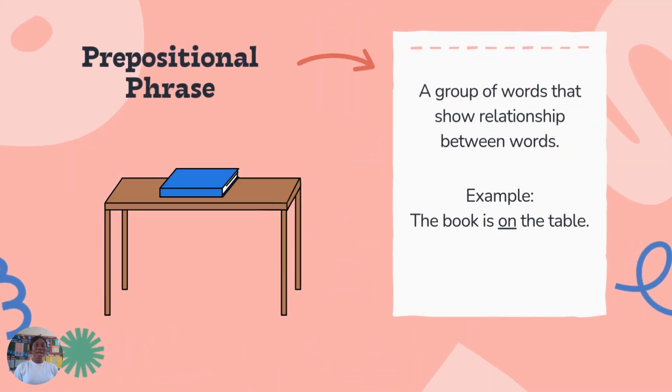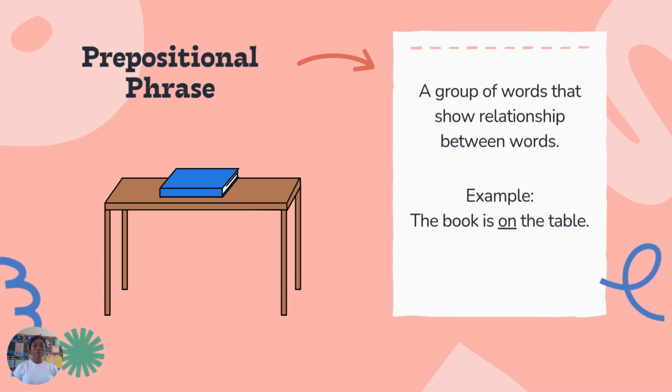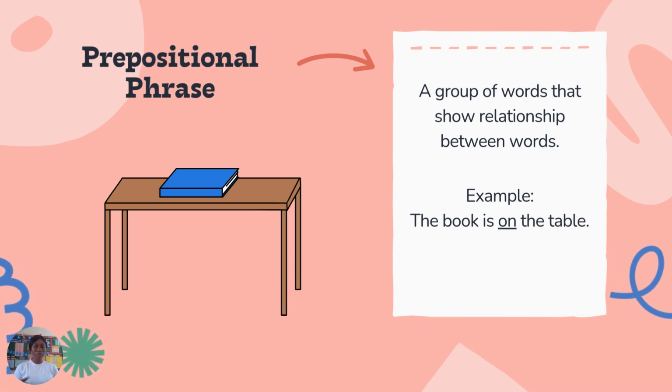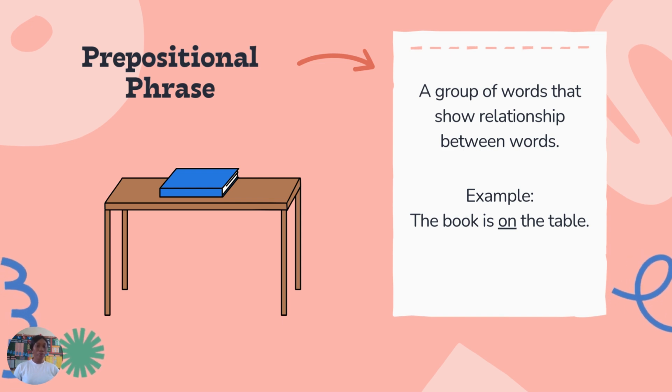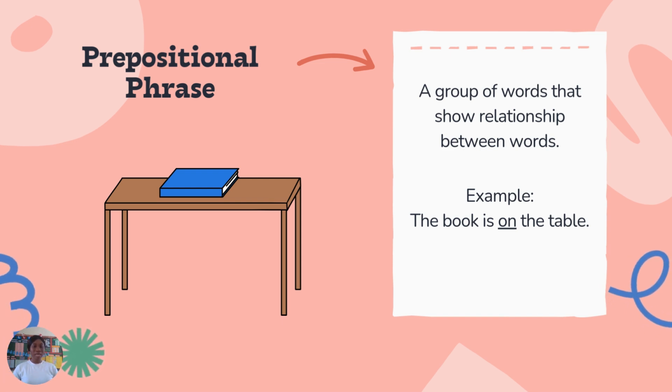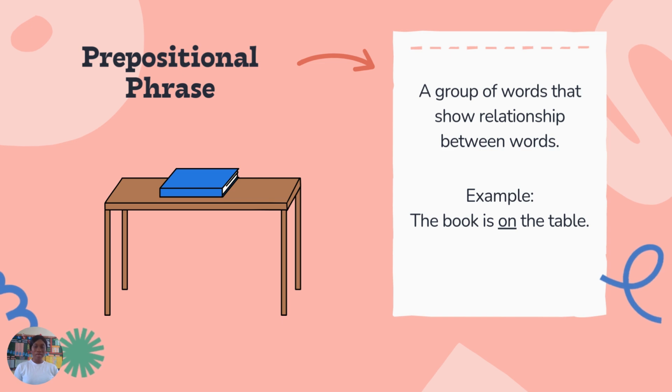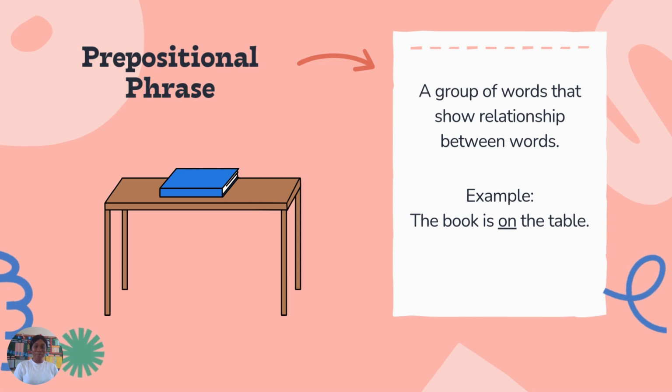Now, the last type of phrase we have is called the prepositional phrase. A prepositional phrase is a group of words that show a relationship between words. The book is on the table. The book is a word. The table is a word. Now, is the book on the table? Is the book under the table? Is the book beside the table? No, the book is on the table. So it's showing us where exactly the book is.